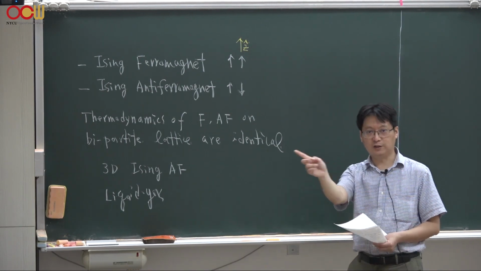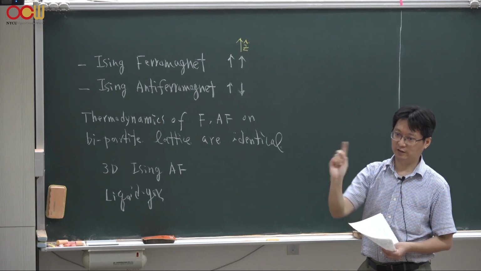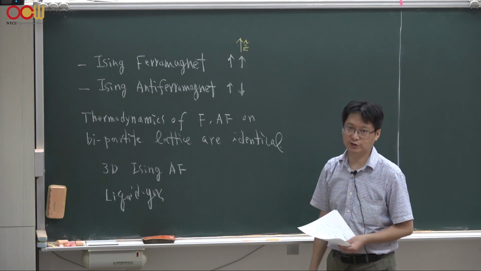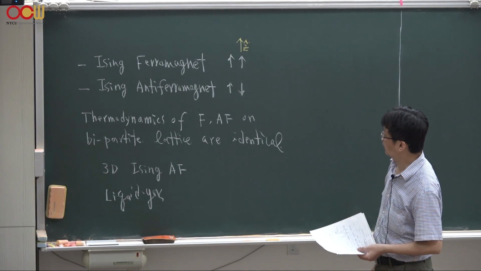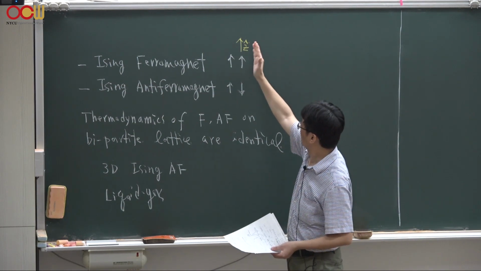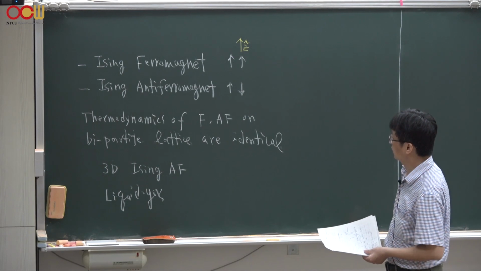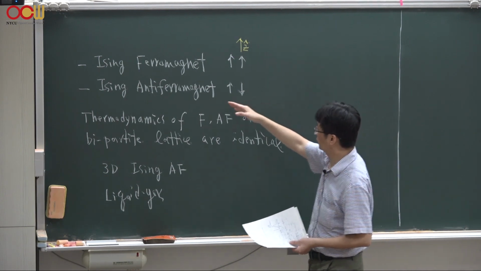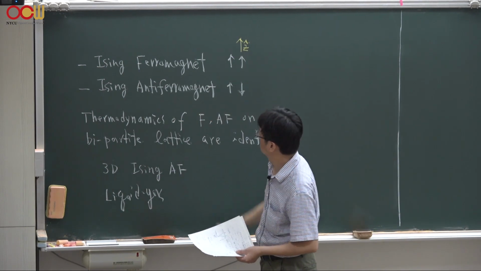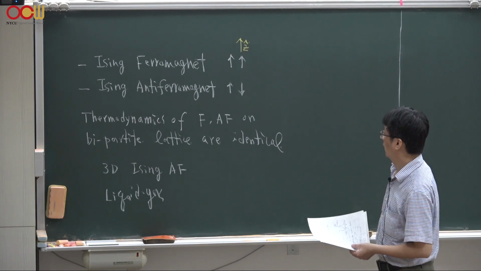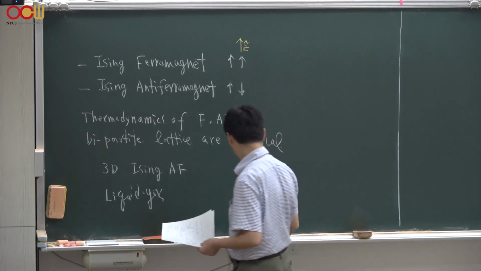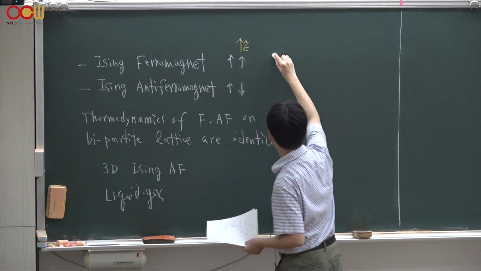But in general, the spins can actually lie in any direction in three-dimensional space. But for the Ising system, the spins align only along the z-axis. So there are some classes of materials which show antiferromagnetic long-range order. And on the bipartite lattice, let me just define the bipartite lattice.